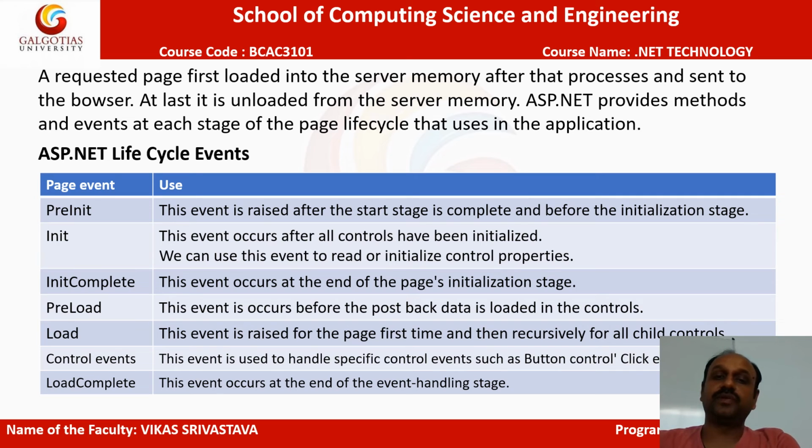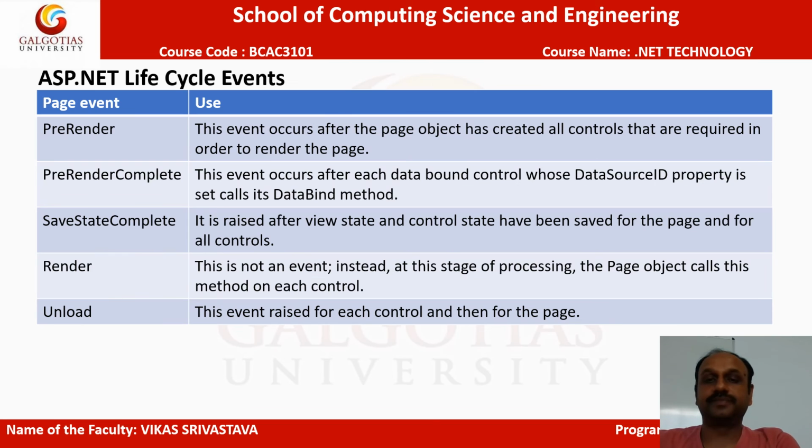Then it is preload, which means all the controls are loaded, and these are the preloaded activities which are to be taken care of. And then afterwards recursively all the child controls will be raised by the event called load. Then you have control events, and load complete. All such events take place while your page is coming up, when your website is hit. Apart from that, you have some other events like pre-render complete, save state complete, render, and lastly unload.